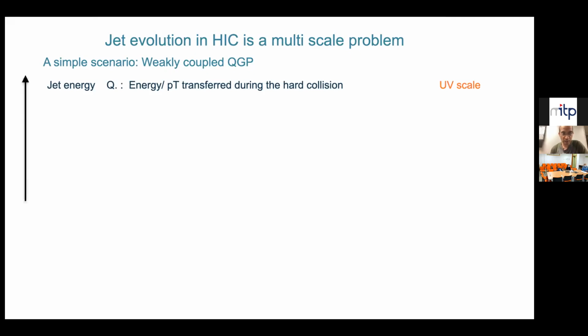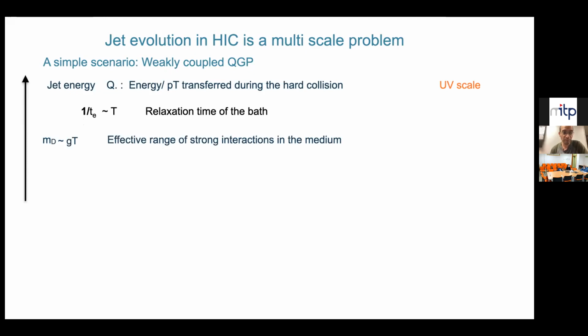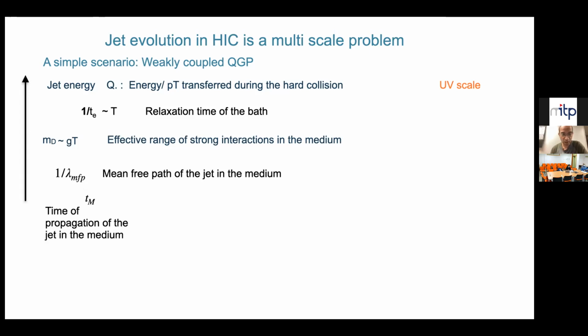Then there are a bunch of other scales. Namely, you have the temperature of the medium, the inverse of which is the inverse of the relaxation time of the bath typically. You have the Debye screening mass, which is the effective range of strong interactions in the medium. And you have the inverse of lambda, the inverse of the mean free path, which is sort of an emergent scale in the problem, and I will show how it emerges in the EFT formalism. And this is the hierarchy of scales that typically appears in a weakly coupled system.